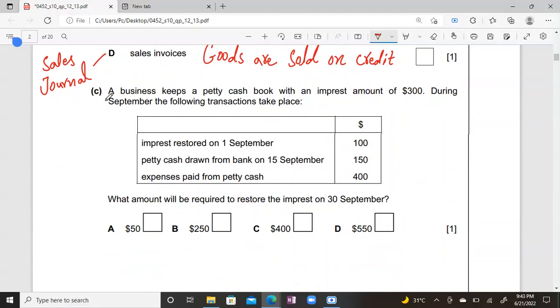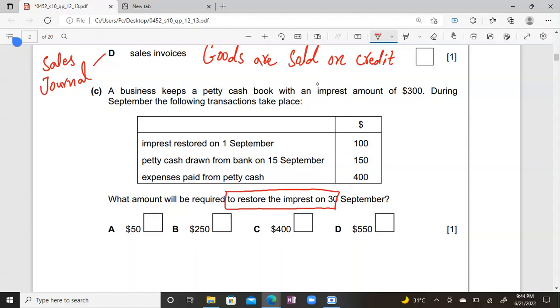Multiple choice C. A business keeps a petty cash book with an imprest amount of 300, and during September the following transactions took place. Imprest restored on 1st September, 100. Petty cash drawn from the bank on 15th September during the month is 150. Expenses paid from petty cash 400. What amount will be required to restore the imprest on 30th September?